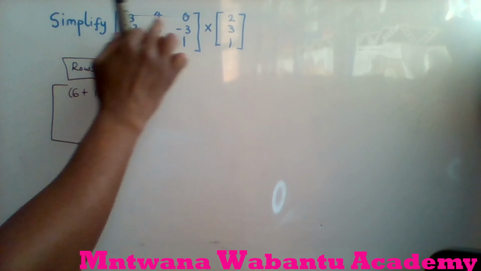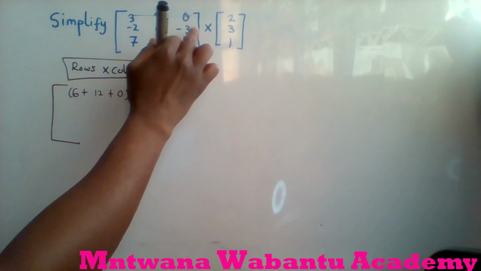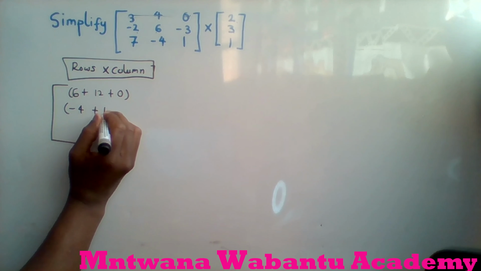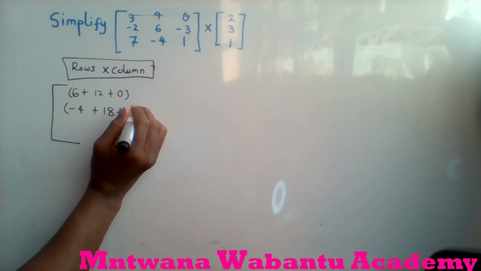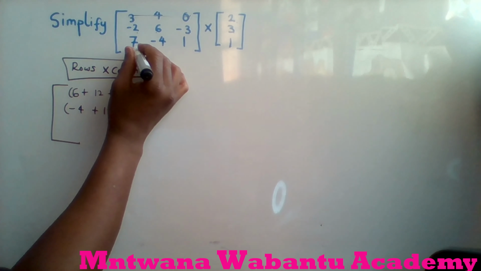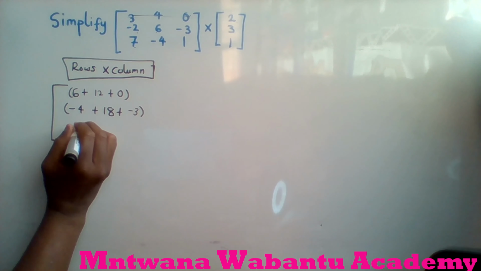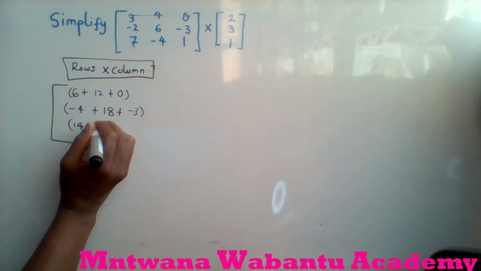We go for the second row with everything. Now we go -2 times 2, so it's going to be -4, and then plus 6 times 3, which is equal to 18, plus -3 times 1, -3. Now you're done. Now you go to the last row with the column. So 7 times 2, 14. You plus now -4 times 3, -12. You plus 1 times 1 equal to 1.